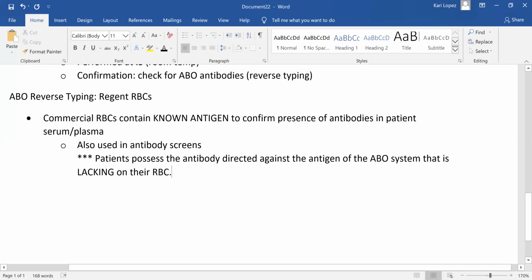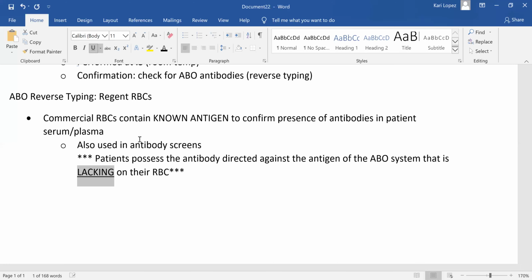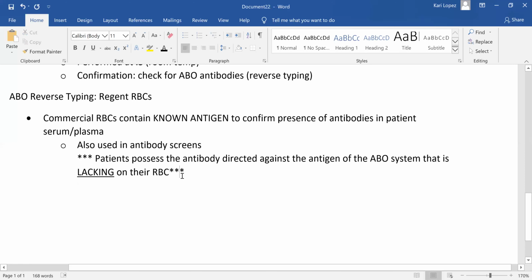So that is why your results are switched compared to your forward typing. If they have the antigen, that's what they type as. So it's straightforward. And this one was seemingly backwards, because if they possess the antibody, it means that they do not have that antigen, so they can make an antibody against it.